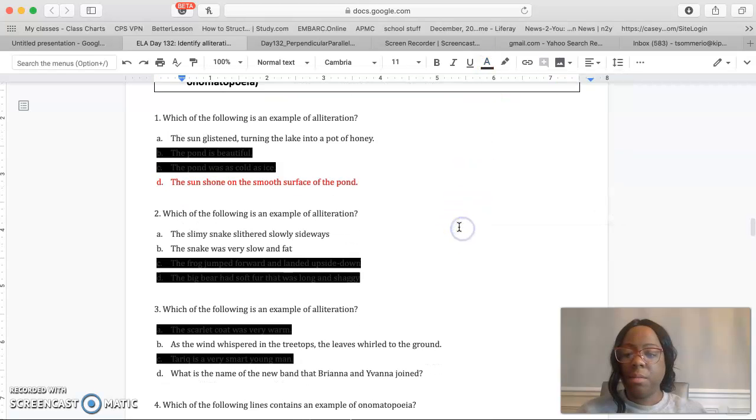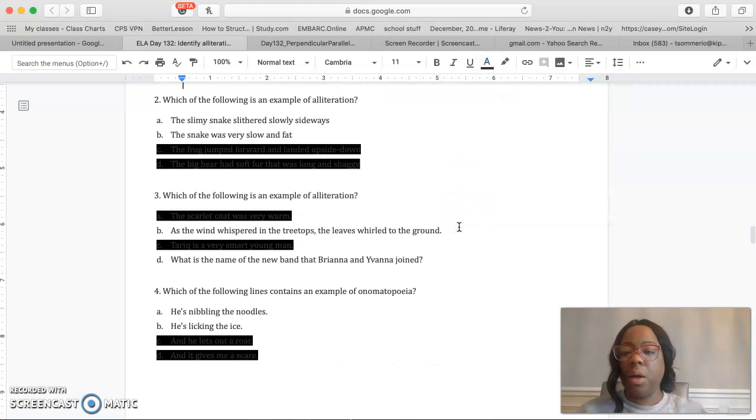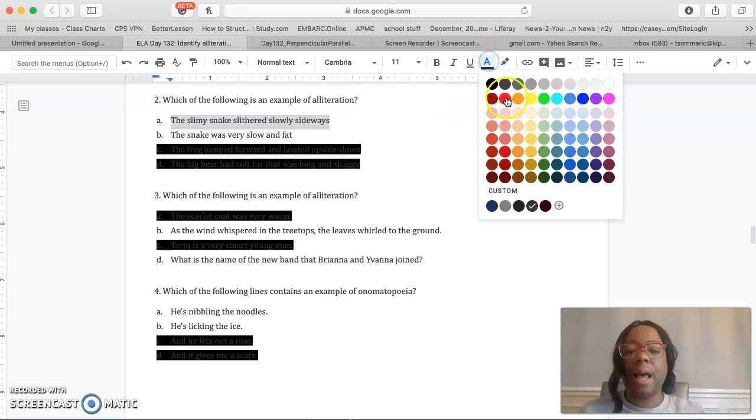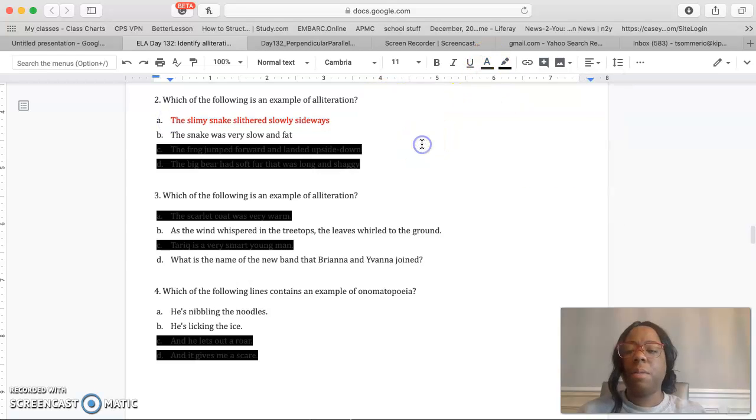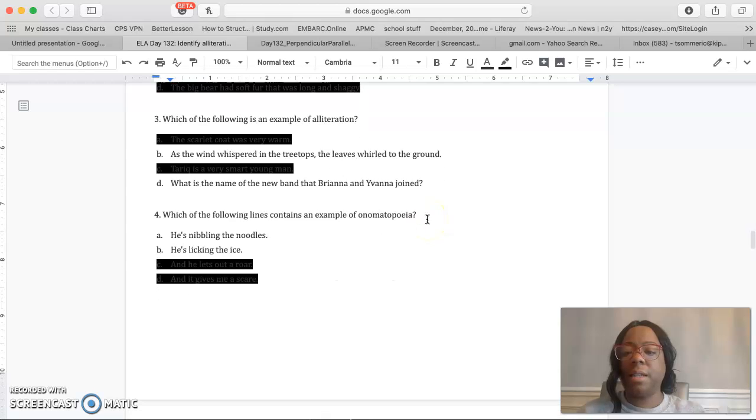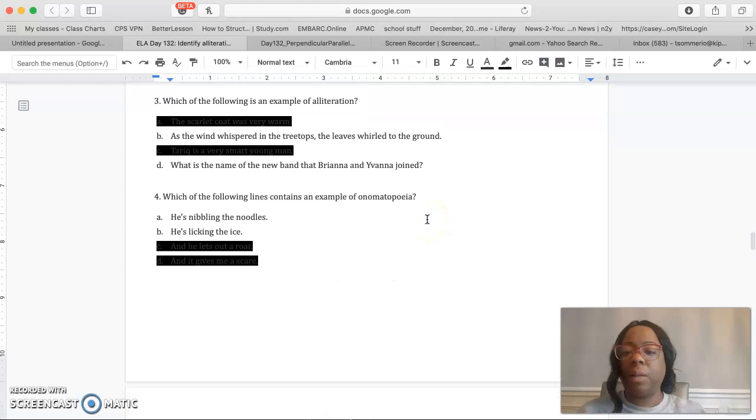Now, I'm hearing a lot of s throughout this line, so I can definitely say that this is alliteration. Moving right along to number 2, which of the following is alliteration? A, the slimy snake slithered slow sideways, or B, the snake was very slow in fact. Now, this one I got a little tongue-tied because I was saying s all the way through. So I know that this is alliteration because the sound is consistent from the beginning of the sentence all the way to the end.